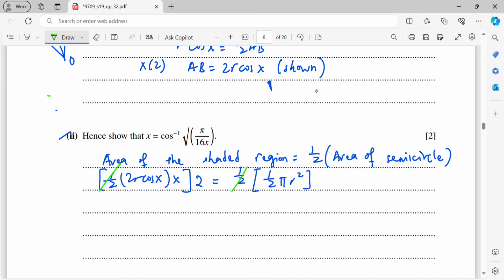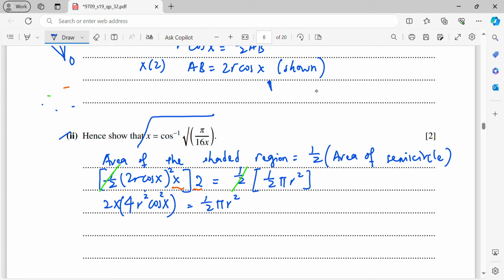Now for the left hand side, I will be getting, this is my radius, so I should square it, half r squared theta. So this is 4r squared cos squared x, and then there's another x outside, so I will just write here 2x. I combine these two together. That is my half pi r squared on the right side.